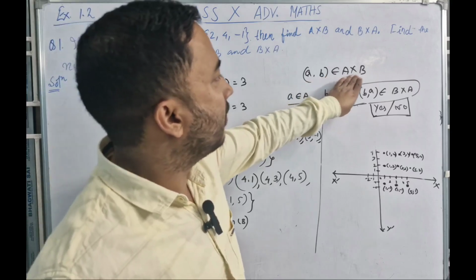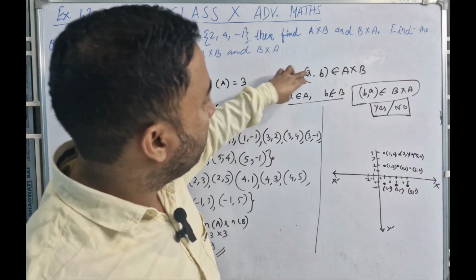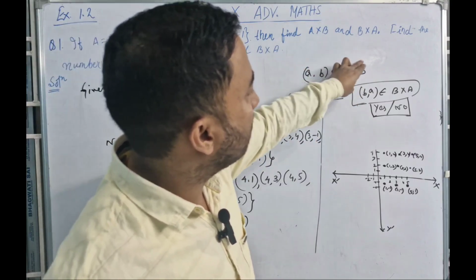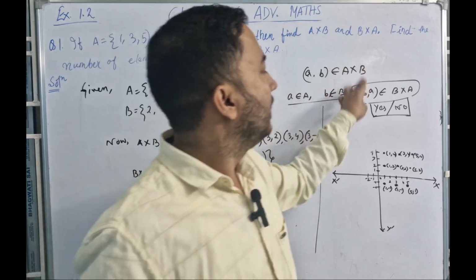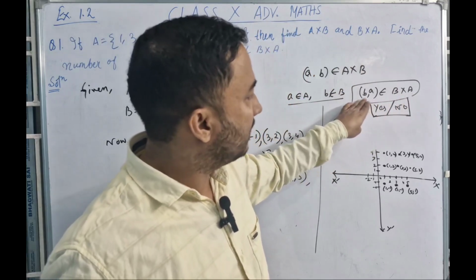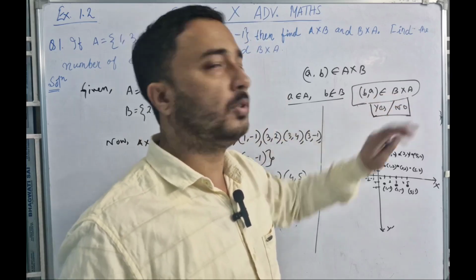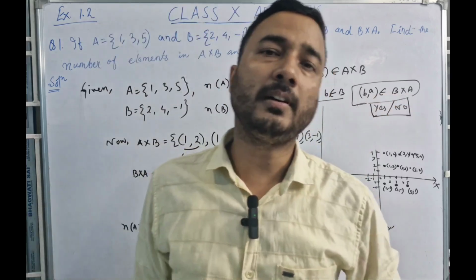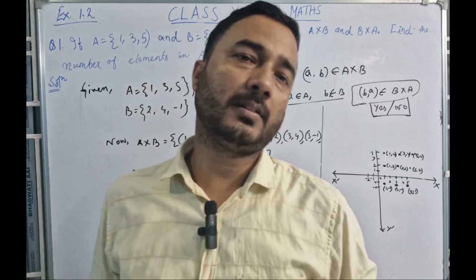(a, b) belongs to A cross B. From this I understood that the first component belongs to the first set and the second component belongs to the second set. Now my question is, will this ordered pair (b, a) be in the set B cross A? Is this an element of the set B cross A? Your answer should be yes or no. You can mention it in the comment box. I will check it there and reply to that comment.